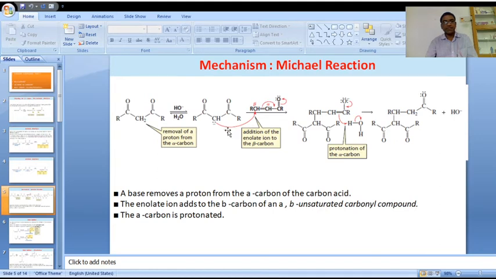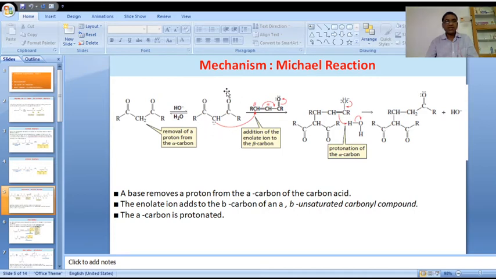intermediate. This enolate ion is formed when a base removes a proton from the alpha carbon of the carbon acid. A proton is removed in the presence of base. Here we are using OH minus, which abstracts H plus and is converted to H2O. Removal of a proton like this forms the enolate ion. This is the enolate ion intermediate.